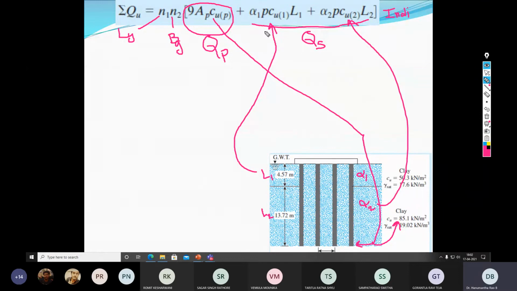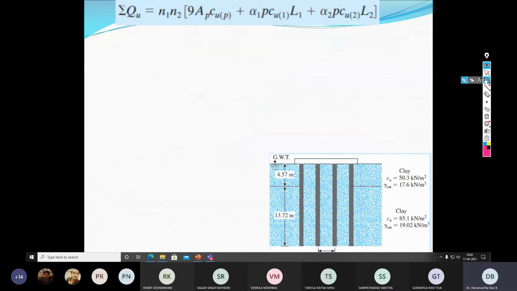Now let us try to understand how to pick up the values of alpha 1 and alpha 2. Since we are considering the individual pile, which method shall we follow? Alpha method or beta method or lambda method? Sir, we can follow any method. You can follow any method, as you rightly said. Correct. But here, since I have written alpha, for simplicity we can follow the alpha method. But do not confine yourself to the alpha method. We can use any method.